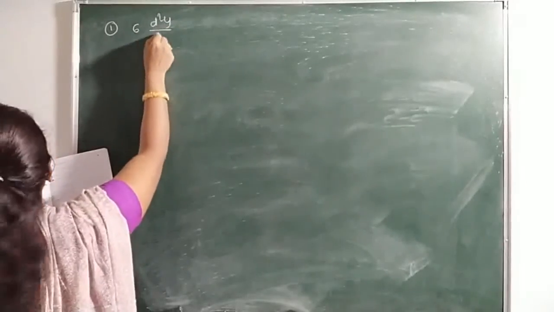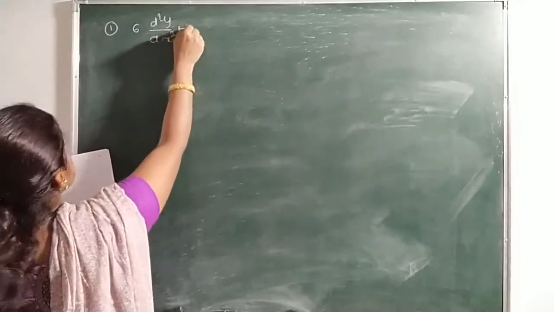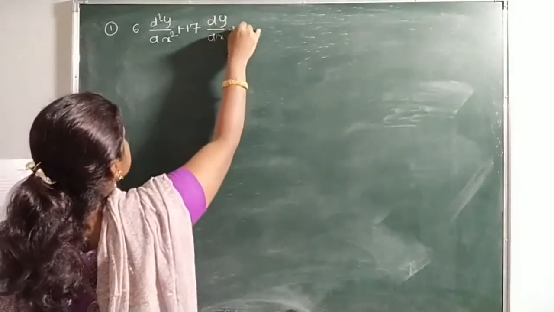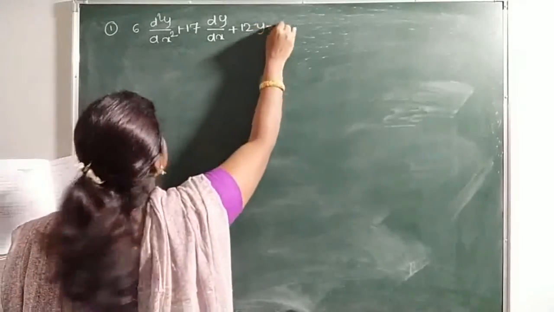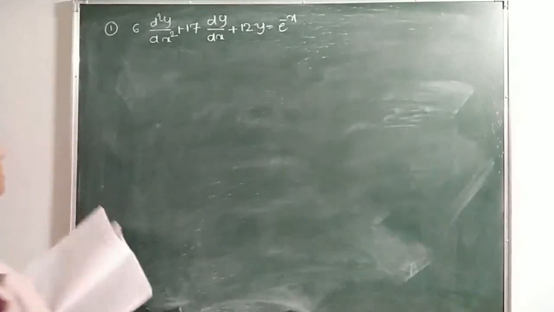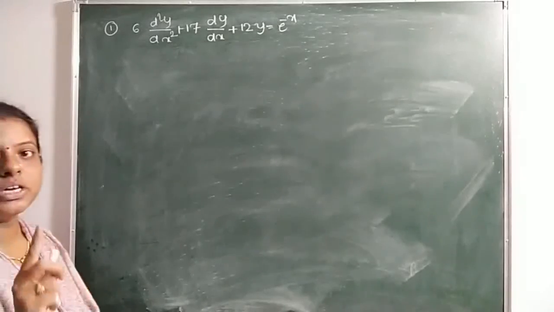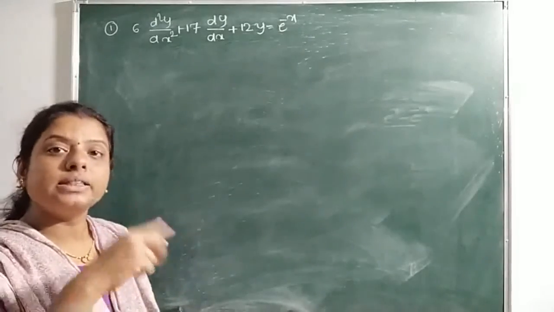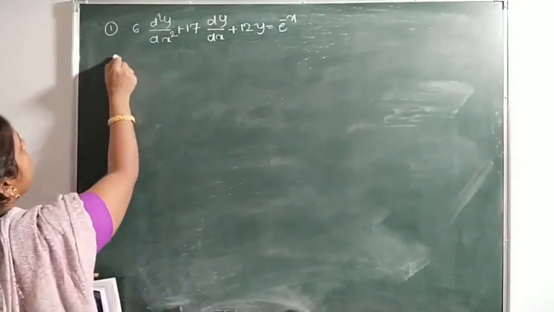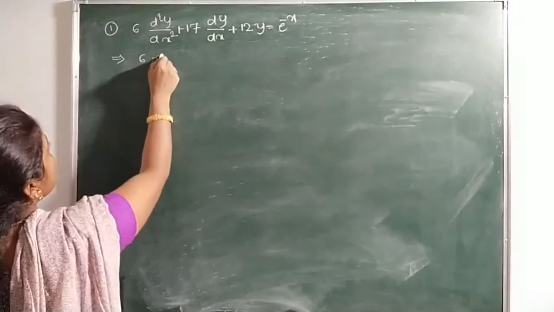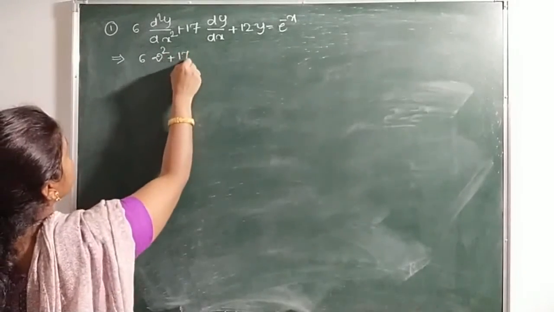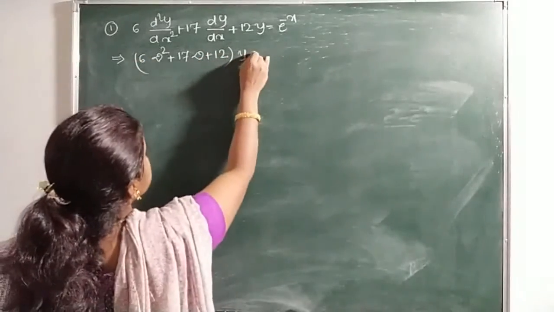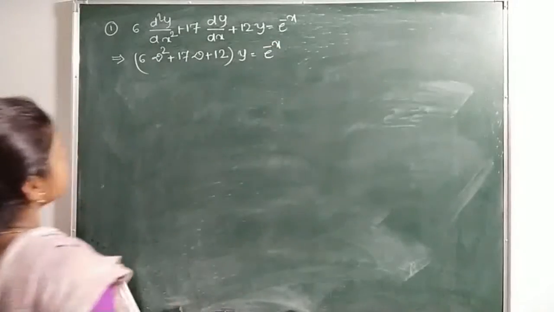d square y by dx square plus 17 dy by dx plus 12 y is equal to e to the power minus x. Here, first you have to simplify to find the roots, then write the yc, then find the yp. See, first you have to write it in the form of 6D square plus 17D plus 12 into y is equal to e to the power minus x.